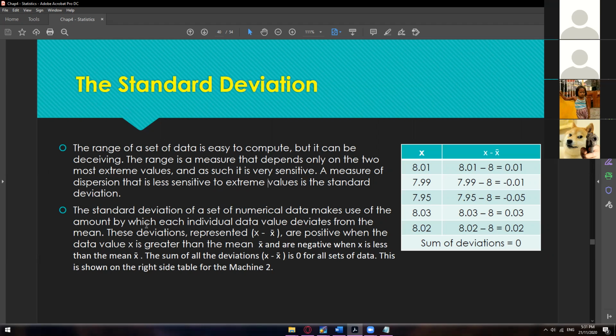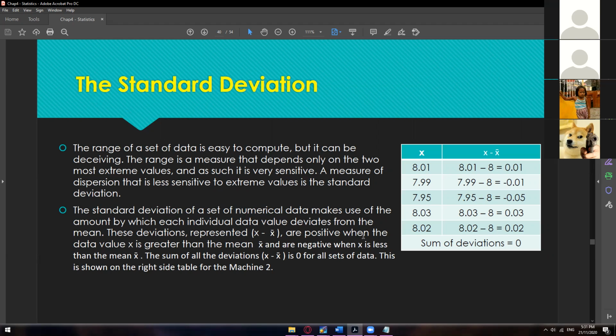The standard deviation of a set of numerical data makes use of the amount by which each individual data value deviates from the mean. These deviations represent x minus x bar.